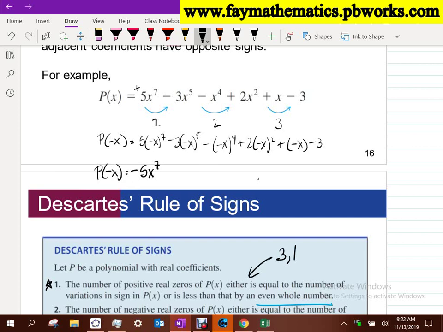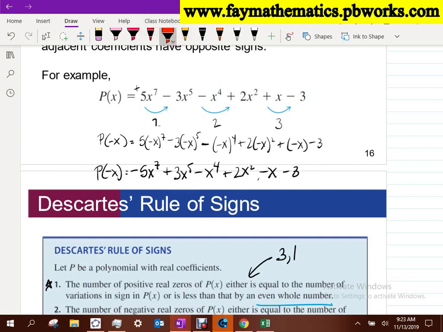This is negative x to the 5th, but you're going to multiply by a negative, so it's going to be positive 3x to the 5th. This is an even number, so it's positive, but now that makes it an odd number, so it's negative x to the 4th. That's going to be a positive 2x squared. This is going to be a negative x, and then a minus 3, right? Does that make sense?